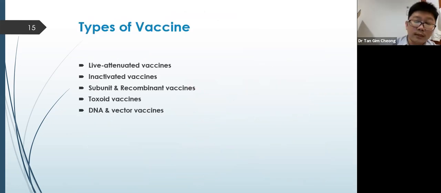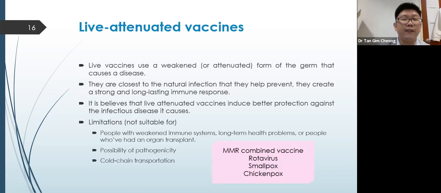Okay, now I will bring you all into the types of vaccine. The types of vaccine that I will cover here are live attenuated vaccine, inactivated vaccine, subunit recombinant vaccine, toxoid, DNA, and vector vaccine. So I'll briefly bring you through these different types of vaccine. Live attenuated vaccine is basically where you have the pathogens, the infectious agent, the virus or bacteria, and you weaken them.